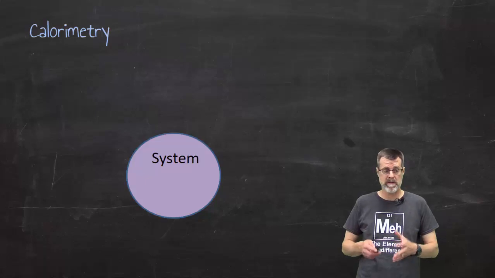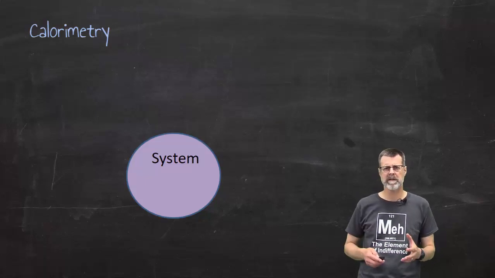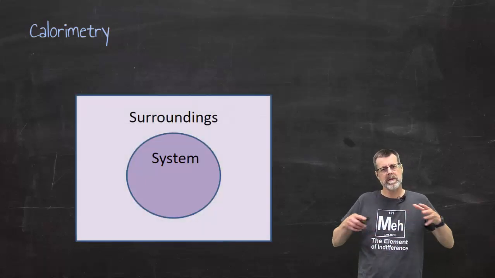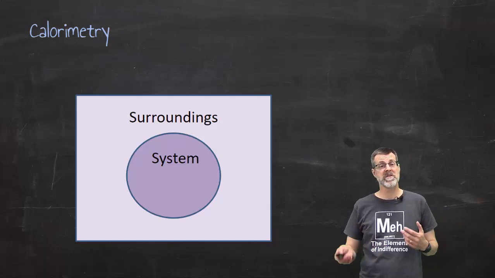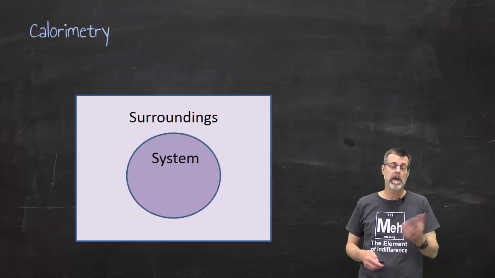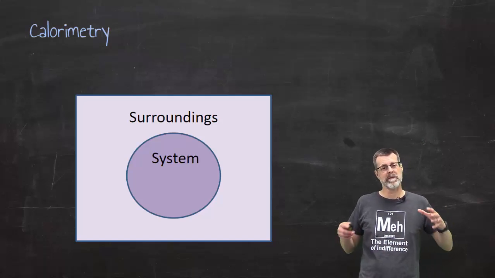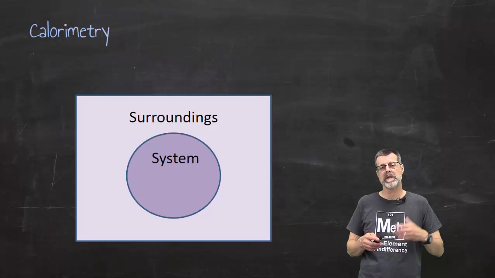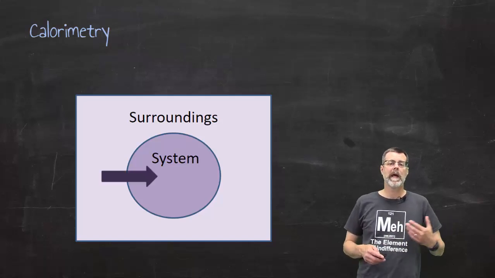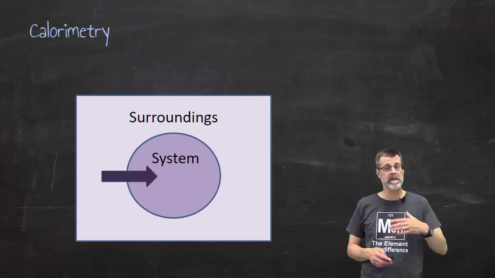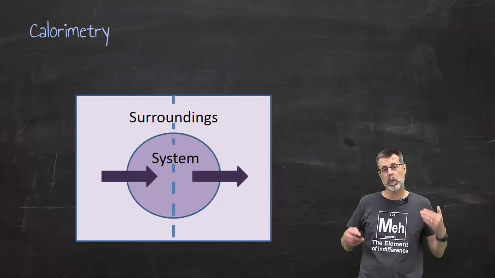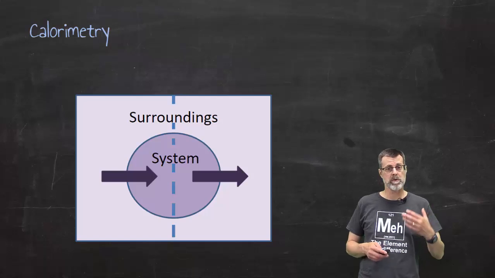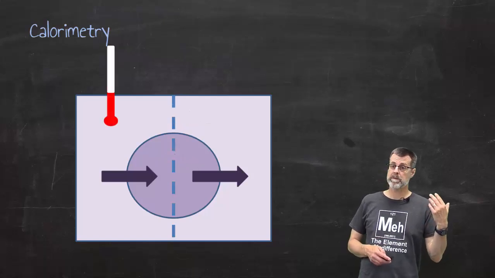We're going to call it a system, but let's think about it in this diagram here. It is going to be surrounded by other stuff: glassware, solvents like water, your hand. Everything that's not part of the system, the actual chemical process, is part of the surroundings. Energy can go from the surroundings into the system. Energy can also go from the system into the surroundings. And what we are able to do is measure the temperature change of the surroundings.